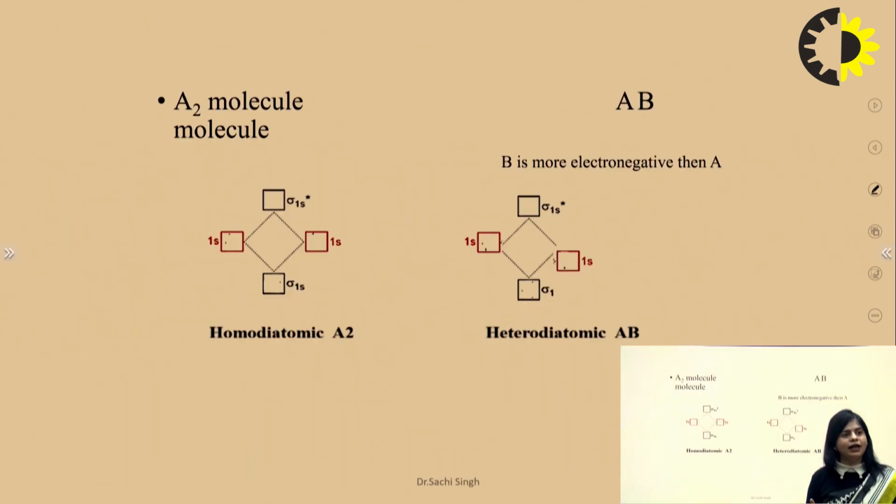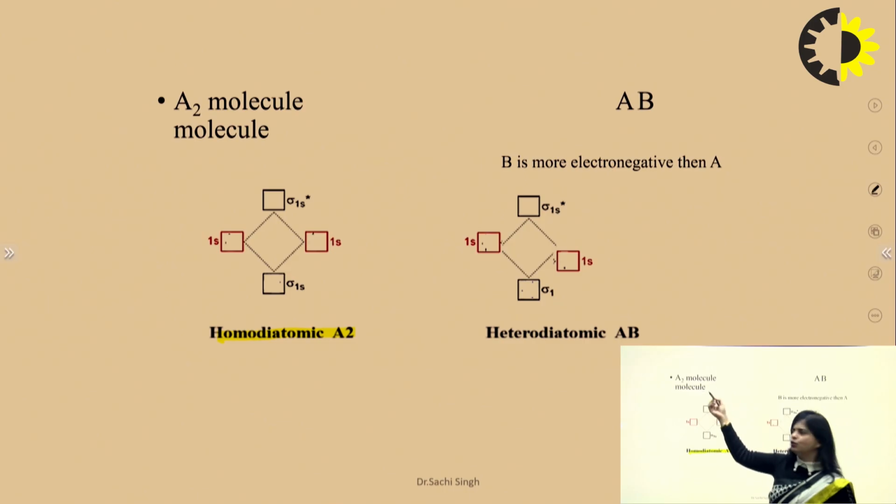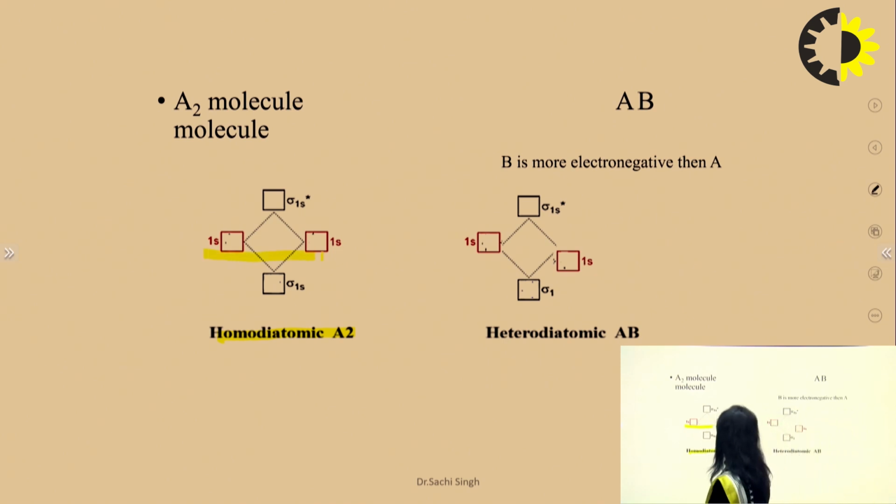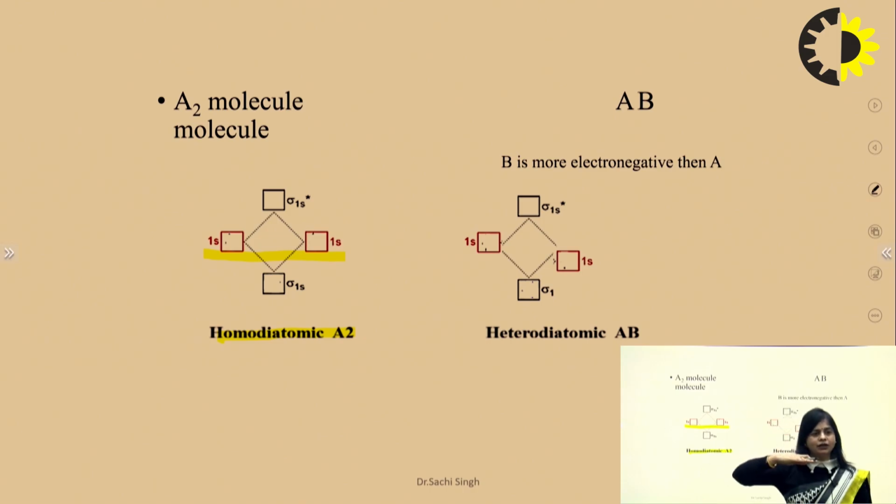Again, now I'll discuss this with the help of a diagram. Suppose this is the diagram for the homodiatomic molecules. Suppose we take an example like N2 or O2. Both atoms are the same, so their energy order is the same. The atomic orbitals are at the same position because both atoms are the same.